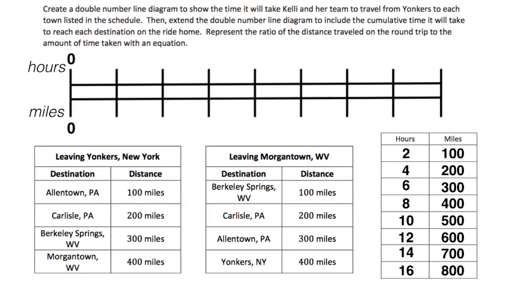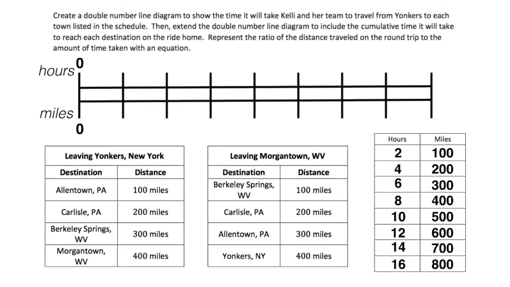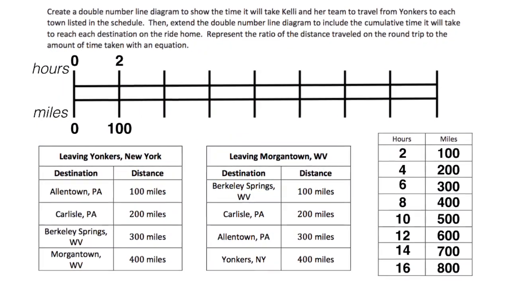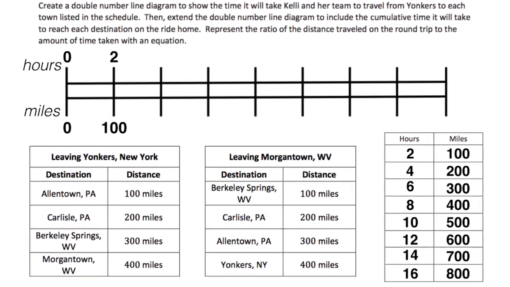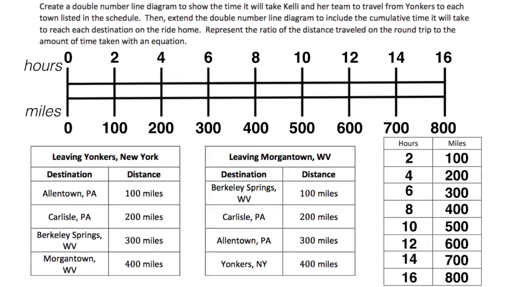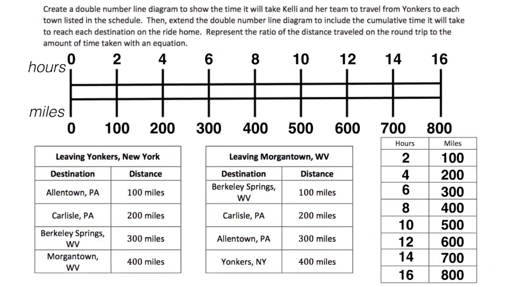And we're going to start at 0 for both. 0 hours is going to be 0 miles. And our first set of values was at 2 hours, we're going to go 100 miles, so we can put that. And obviously we already have our values, and you can see where this is headed, so we're just going to plug in the rest of the values.